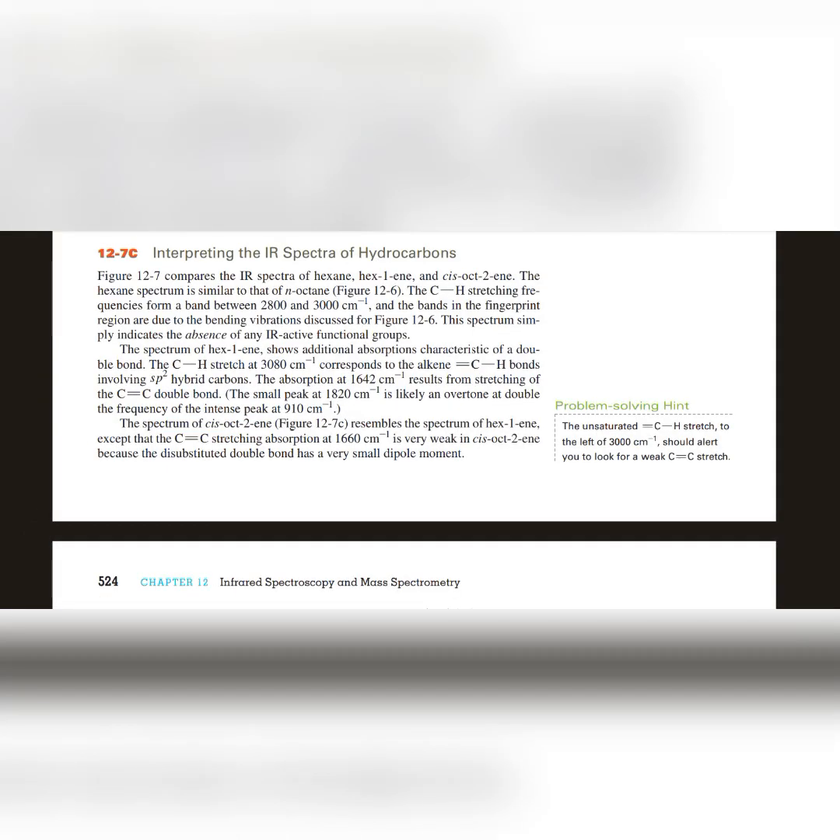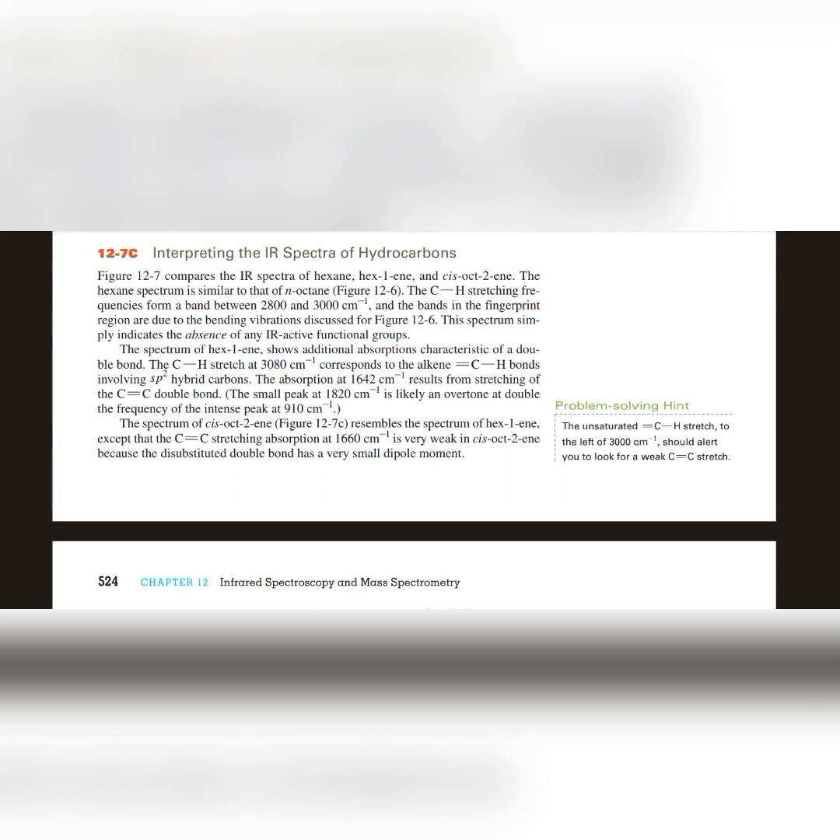IR spectra of hydrocarbons. IR spectra of hexane, hex-1-ene, and cis-octene. The hexane spectrum is similar to that of octane. The CH stretching frequency forms a band between 2800 and 3000 cm inverse, and the bands in the fingerprint region are due to the bending vibrations. The spectrum similarly indicates the absence of any IR active functional group.